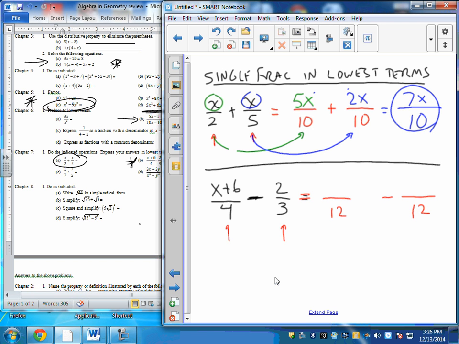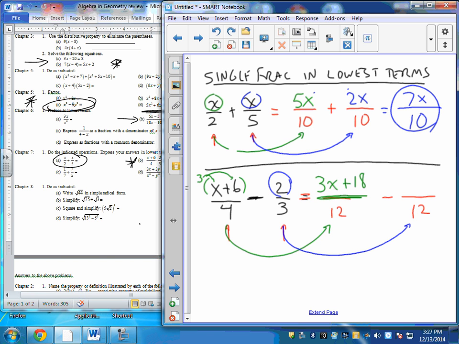Very similar to what we did up above, we think, okay, 4 goes into 12 3 times, so I have to multiply this one by 3. That would be 3x. Now be careful. You also have to multiply times the 6: 3x plus 18. Aha, that's the first numerator. And for the second one, 3 goes into 12 4 times, and 4 times 2 is 8. Okay, so now we can go ahead and subtract.